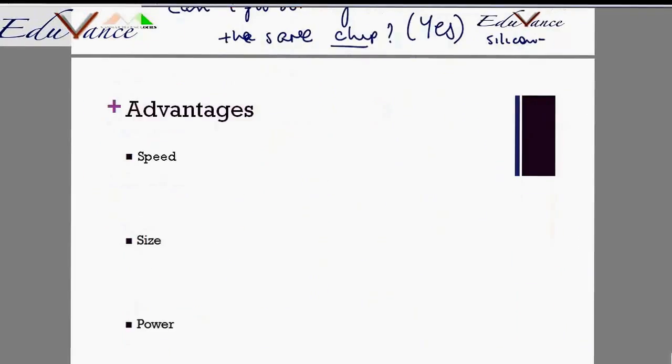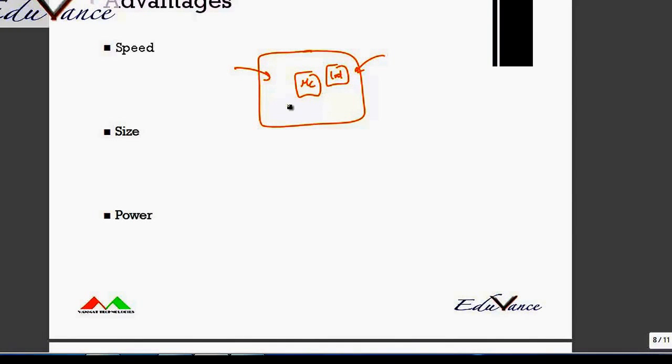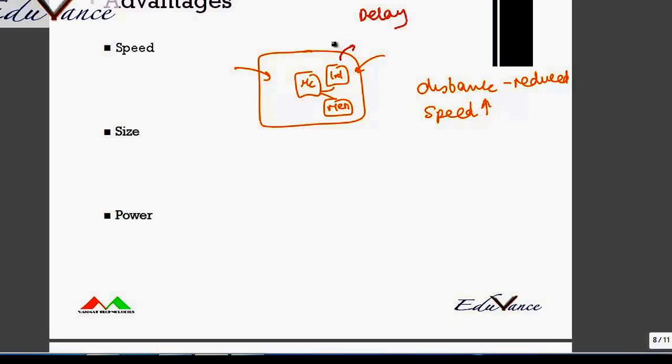So the advantage of using an SOC is, since a lot of my things actually came onto the same chip, like my microcontroller and my interface ICs and my memory, the distance reduced, hence my speed increased, and also the delay of taking a signal outside a chip is far greater than sending a signal on the same chip.